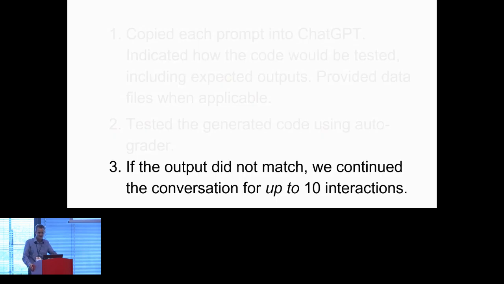Okay, so with ChatGPT, if the output from the code that it generated did not match the expected outputs, we continued the conversation with ChatGPT for up to 10 interactions. We concluded, based on the literature and on what we expected, that if it didn't figure it out in 10, it was probably not worth continuing to interact with the model to see if it could figure it out.